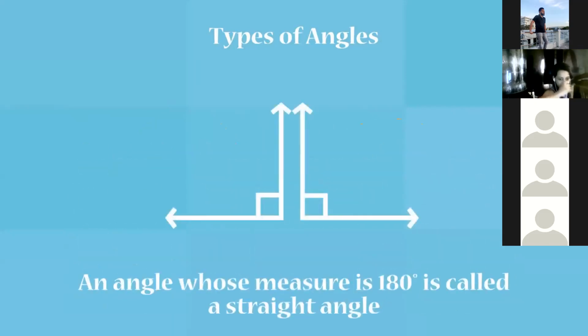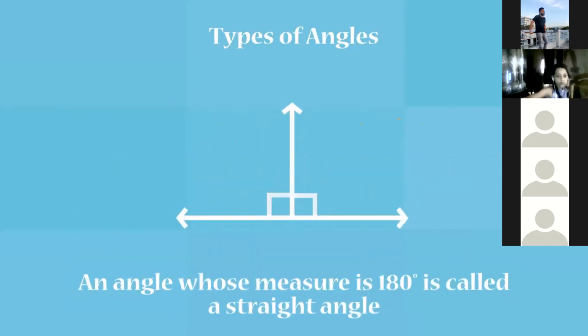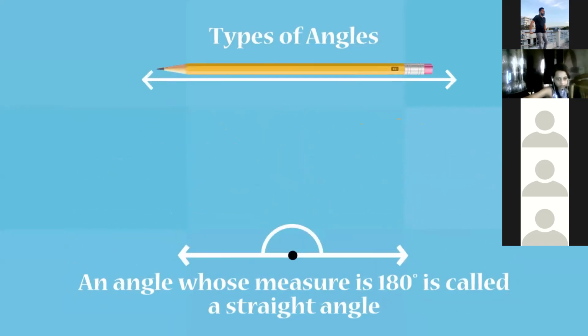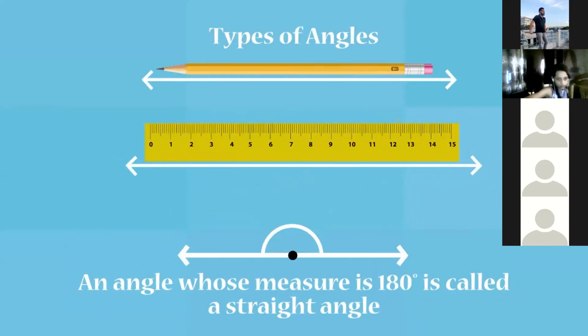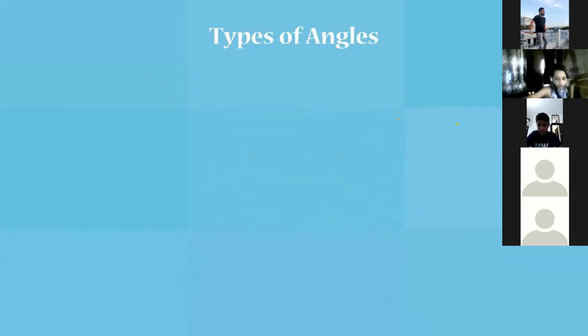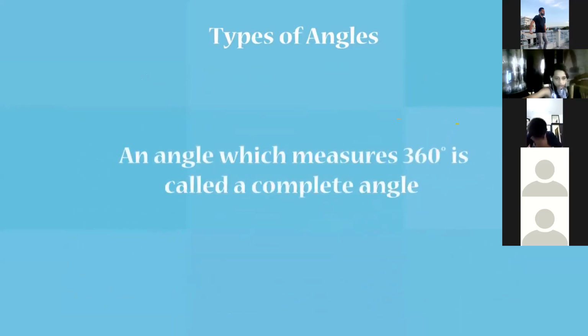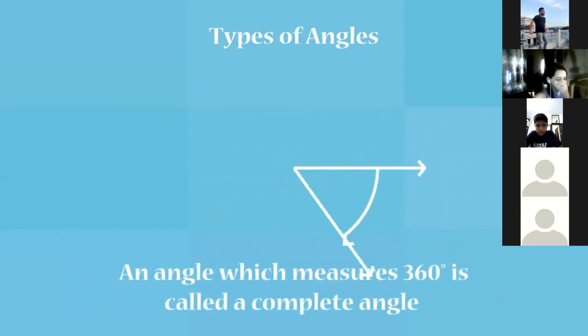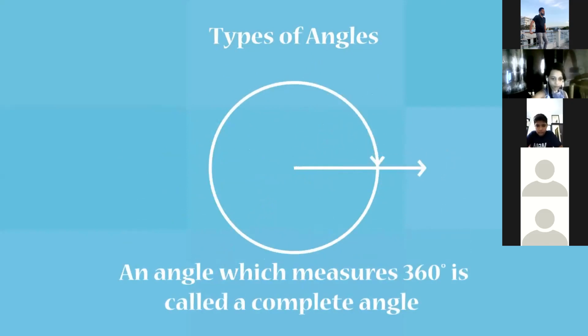If two right angles are kept next to one another, they form a straight angle. A pencil or a pen, the edge of a ruler, or the book are examples of straight angles. An angle which measures 360 degrees is called a complete angle. When the arms of an angle take one full turn, it is a complete angle.